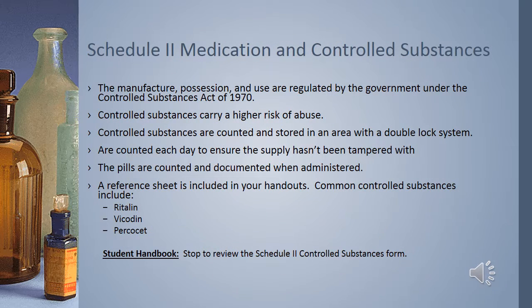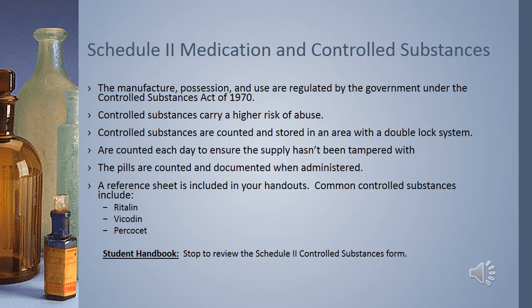Schedule II medication and controlled substances. The manufacture, possession, and use are regulated by the government under the Controlled Substances Act of 1970. Controlled substances carry a higher risk of abuse or dependence. Controlled substances are counted and stored in an area with a double lock system at site. The pills are counted each day to ensure the supply hasn't been tampered with. The pills are also counted and documented each time they are administered.